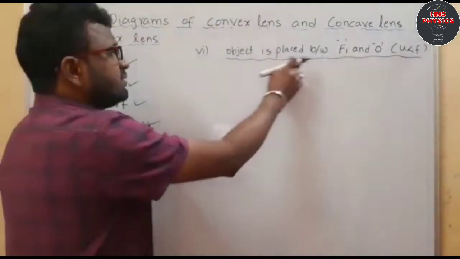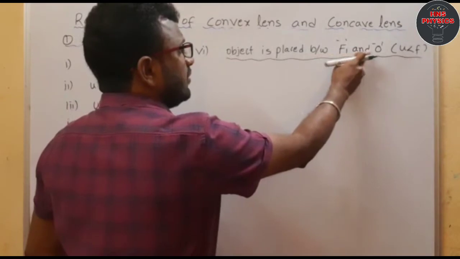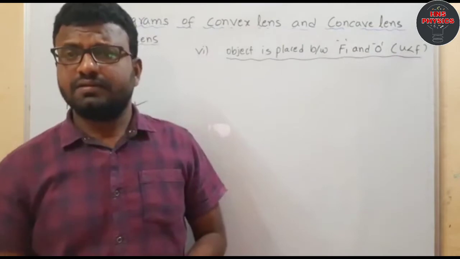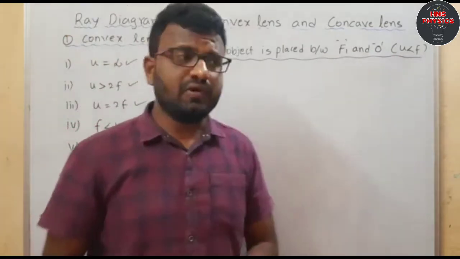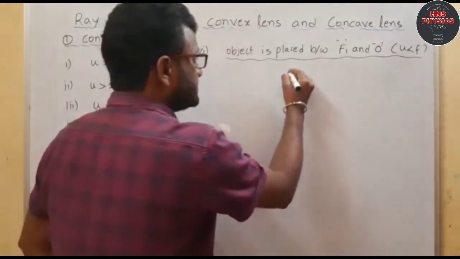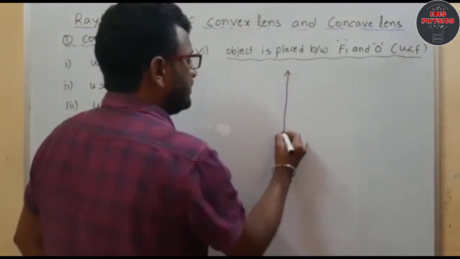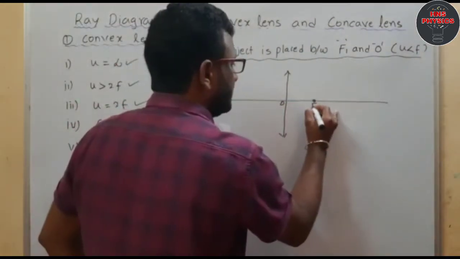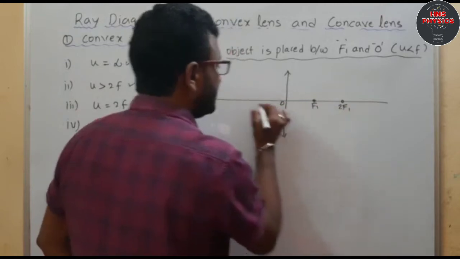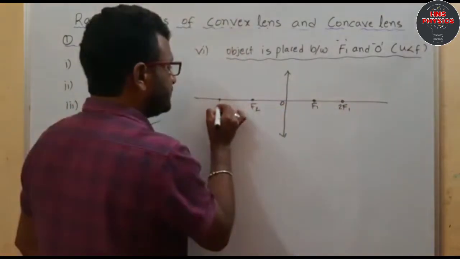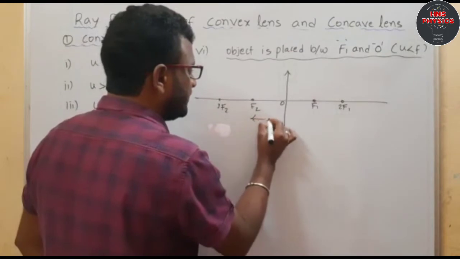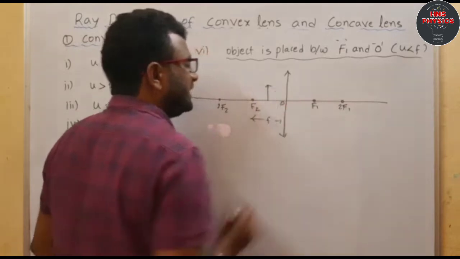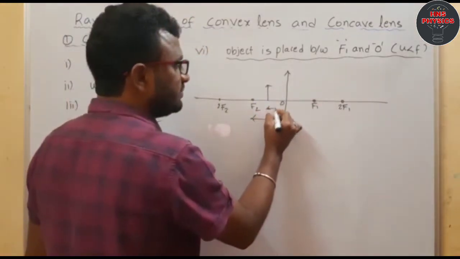So when the object is placed between f1 and the optic center, that means your object distance is less than the focal length. So what will happen in this case, we have to see here. This is the convex lens, optic center, f1 and 2f1, f2 and 2f2. We know this is the focal length, but your object is placed at less than the focal length. This is the object distance. This is nothing but u.